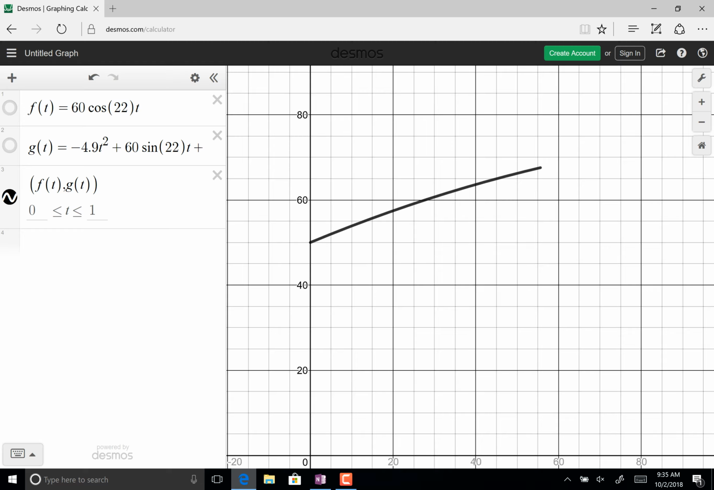Why did the ball just stop? Look at it. Why do you think it just stopped? Why do you think over there? Because that's only for 1 second. You see that right there? That's what happens between 0 and 1.